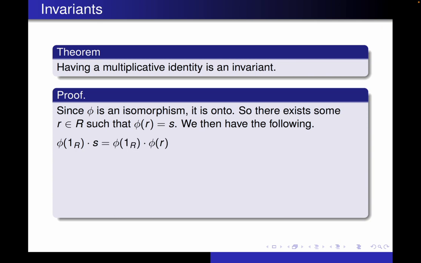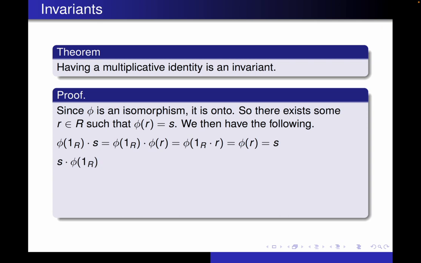phi of r, and then use the property of phi being an isomorphism to get phi of 1 times phi of r equals phi of 1 times r. Now we can use the property that 1 times r is equal to r, and we get phi of r. And remember, phi of r was equal to s, so that gives us s. So if we look at the beginning of that sequence of equations, we get phi of 1 times s, and at the end we get that that's equal to s, which is what we wanted to prove.